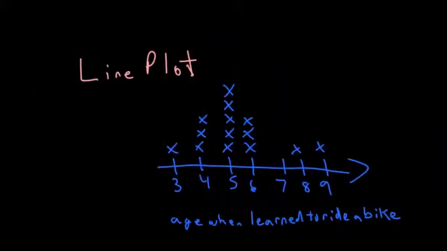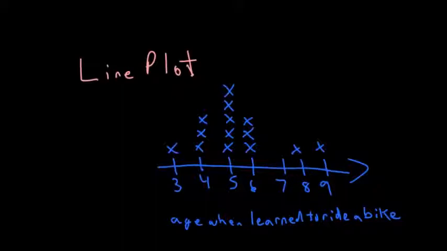All right, so next we have a line plot. And this line plot is ages when you learn to ride a bike. So we have 1 3-year-old, 3 4-year-olds, 5 5-year-olds, 3 6-year-olds, 8, 1 8-year-old, and 1 9-year-old.